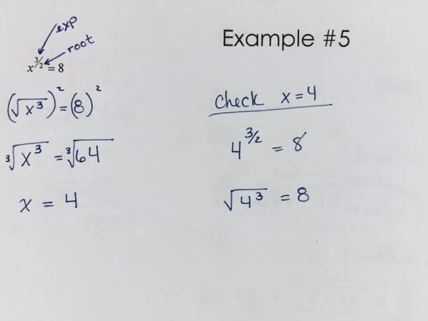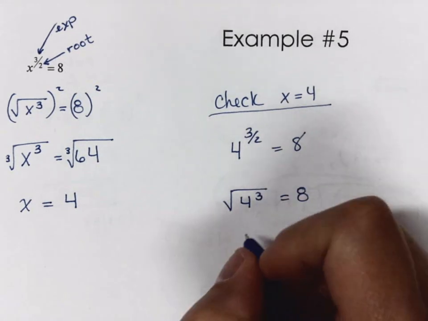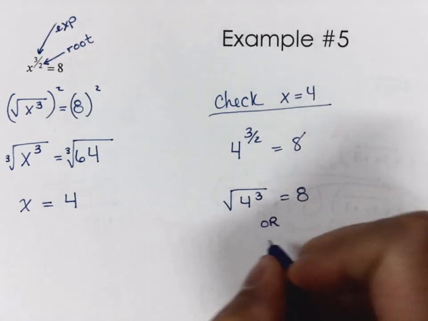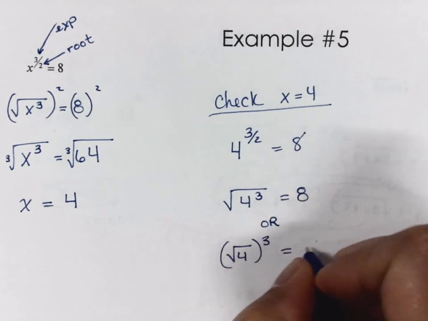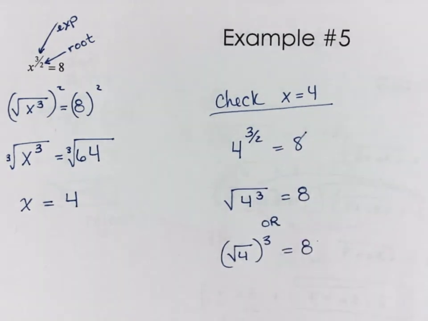Does it matter what order I do it in, whether I root it or I cube it first? The answer is no, it doesn't. So you could do this, or you could do the root of 4 and then cube it. What would you tackle? Would you do the first one or the second one?